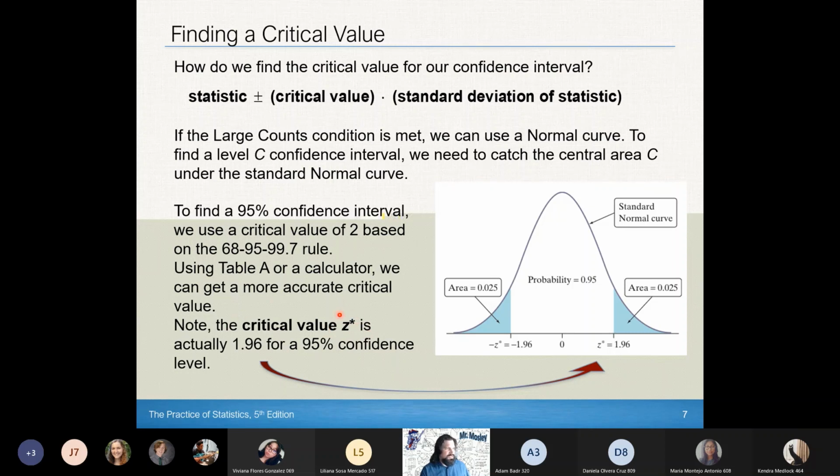Z star, this guy here, is the critical value for our sample proportion. Because we're not dealing with the entire population, we're not calling this critical value a z-score anymore. It is translated to z star, and z star represents the distance from our sample proportion, how many standard errors we are away from the sample proportion. And this will always be a positive number. We will either subtract it or add it.